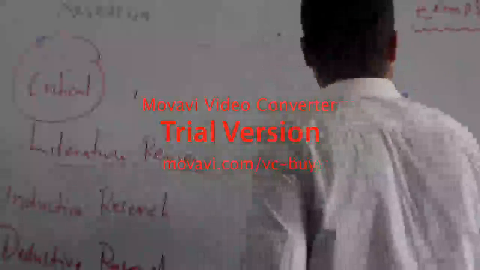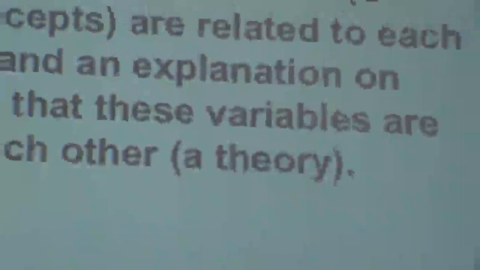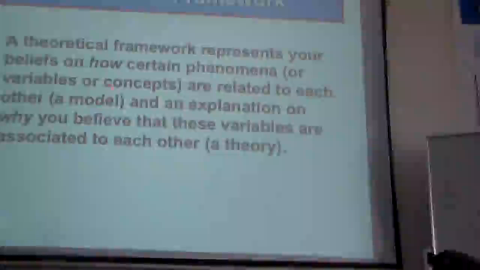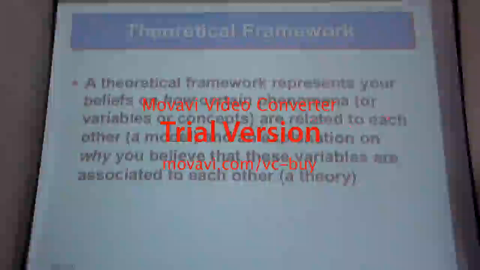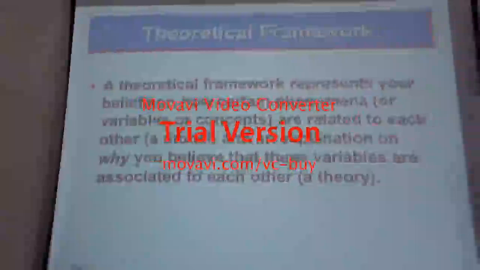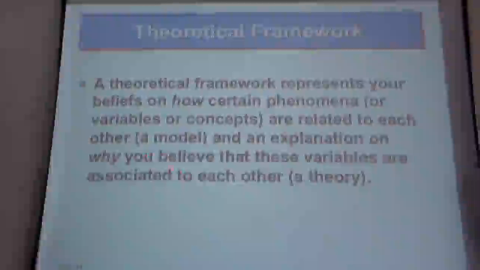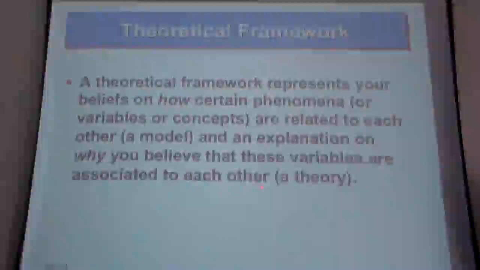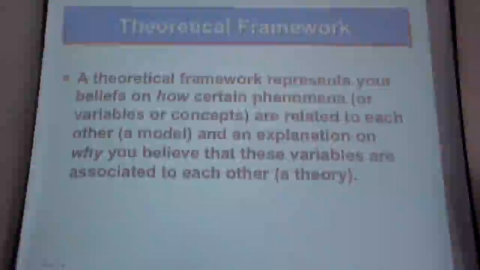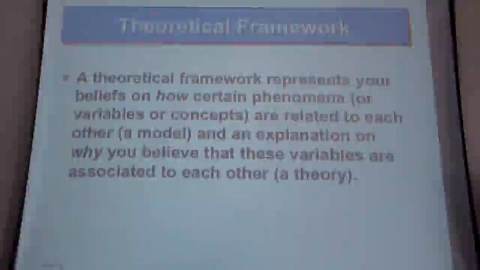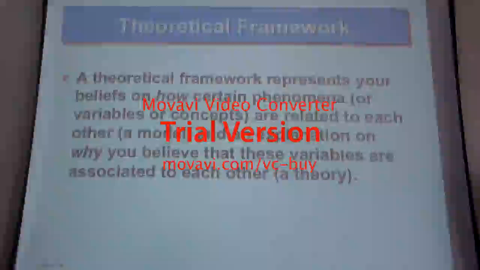So in our research, if we choose our topic, then we should determine what our variables are. After that, when we determine our variables, we should find the relations between our variables. The relations between our variables constitute the model. So this is how they relate to each other, meaning the model. The relationship between the variables is the model, and the explanation on why you believe that these variables are associated with each other is what we mean by theory, and therefore all these things we call the theoretical framework.